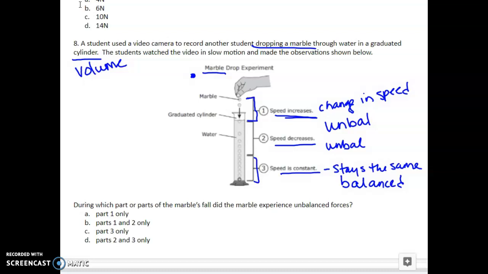So, during which part or parts of the marble's fall did the marble experience unbalanced forces? Well, we know it's not just one, because 1 and 2, I like that one. Part 3, that's balanced. Parts 2 and 3, that's both. So we're looking for unbalanced forces, so it's going to be parts 1 and 2.